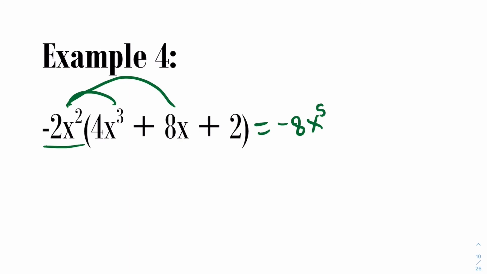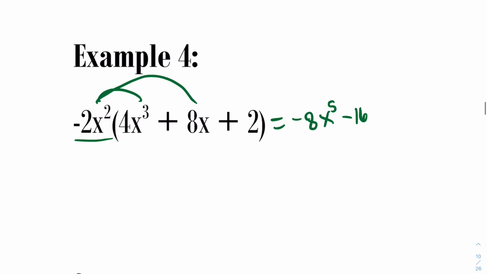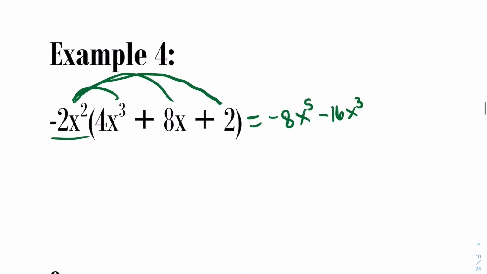Negative 2 times 8 is a negative 16. X squared times x is x cubed. Then we have a negative 2x squared times 2. It's going to make a minus 2 times 2 makes 4, x squared. Here we have the highest power, which is 5. We have 3 terms, so it's a trinomial.